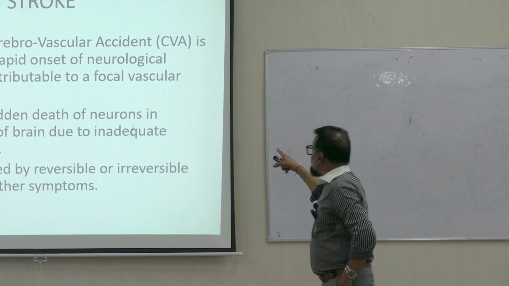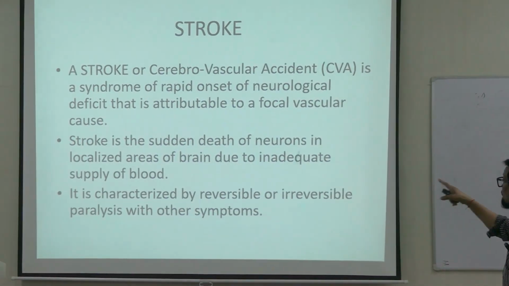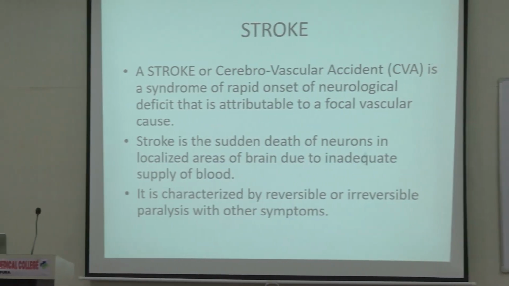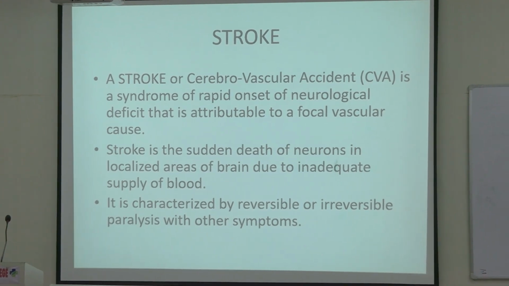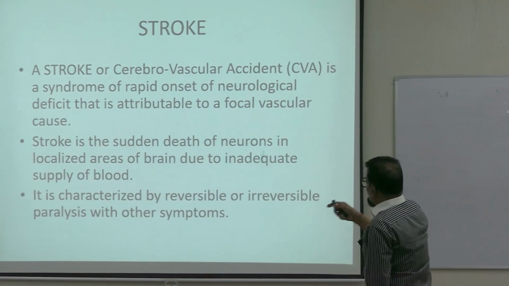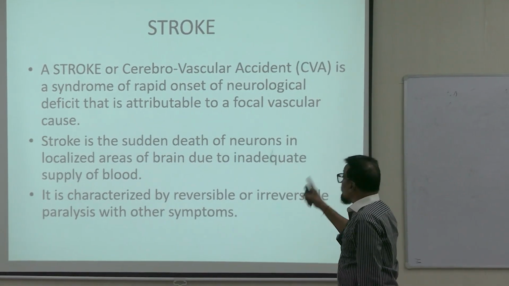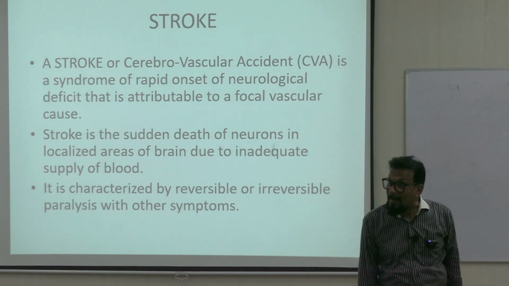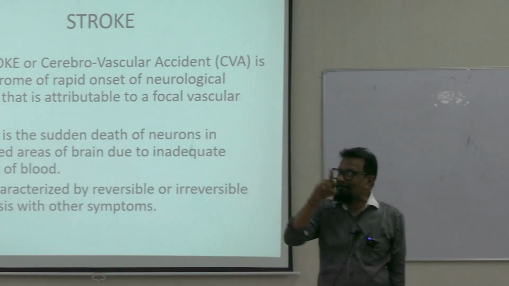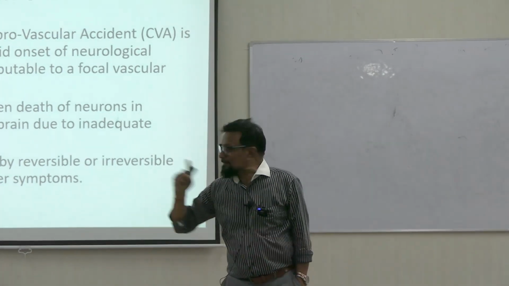Stroke is the sudden death of neurons in a localized area of the brain. It may happen here, here, here, any part of the brain. Stroke is the sudden death of the neurons in localized areas of the brain due to inadequate supply of blood, meaning inadequate supply of oxygen and nutrients.